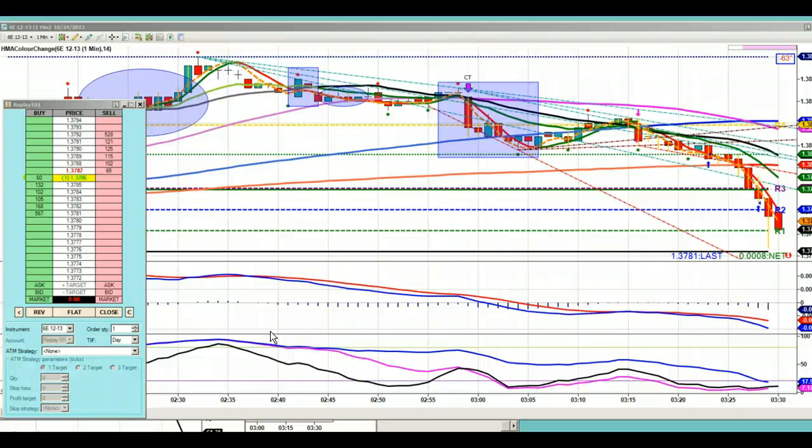Also the 13, the MAs are jamming the price down. Exactly. Notice that the 13 is crossing the 200.